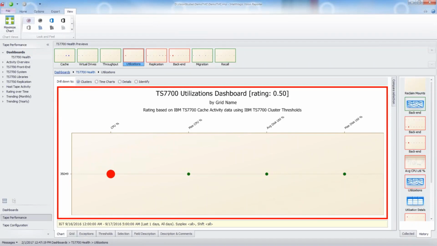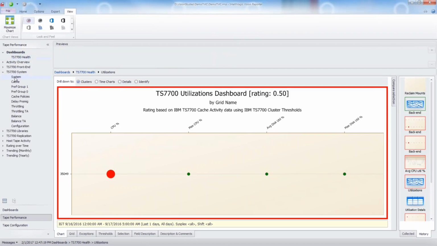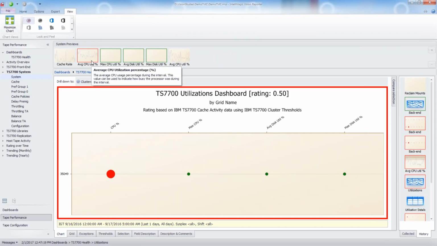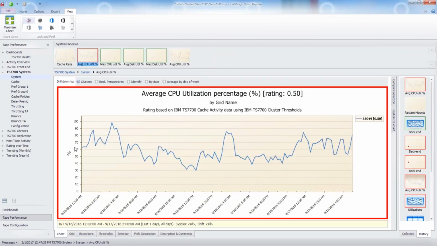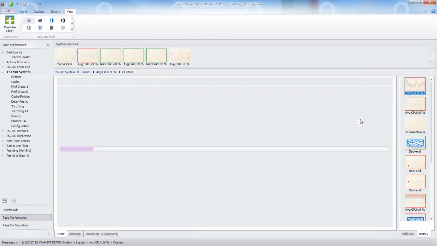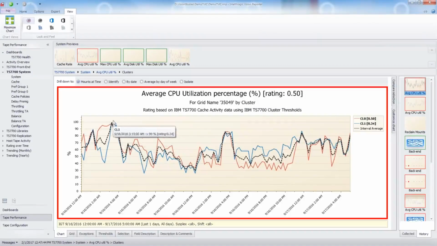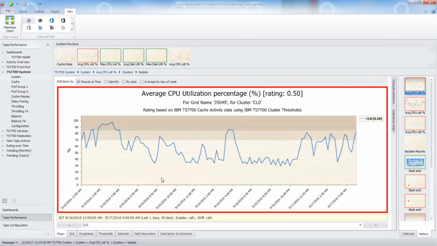We also have the ability, rather than drilling down from the dashboards, to go straight into the reports. Here's the TS7700 system, and if I look at system, I'll see here's my CPU utilization, and these are all the various peaks and valleys, but this is for the grid. If I drill down further, I'll have both clusters within the grid, and then if I go to identify, isolate, I'll see this particular grid. So this is the same chart you saw earlier.